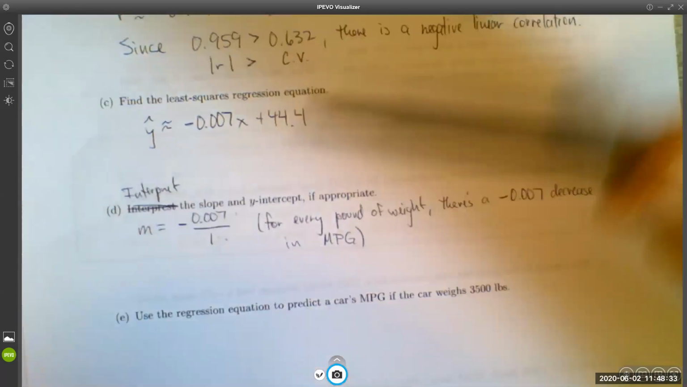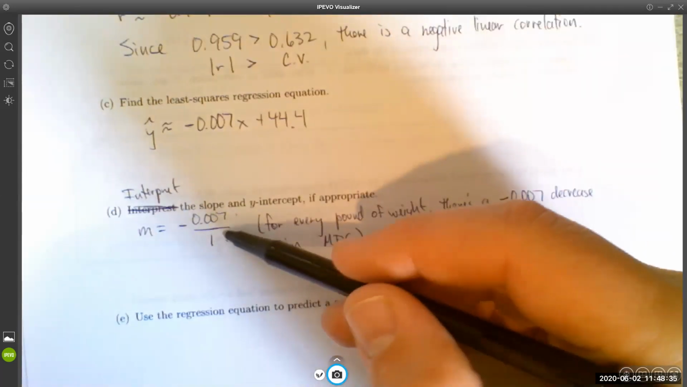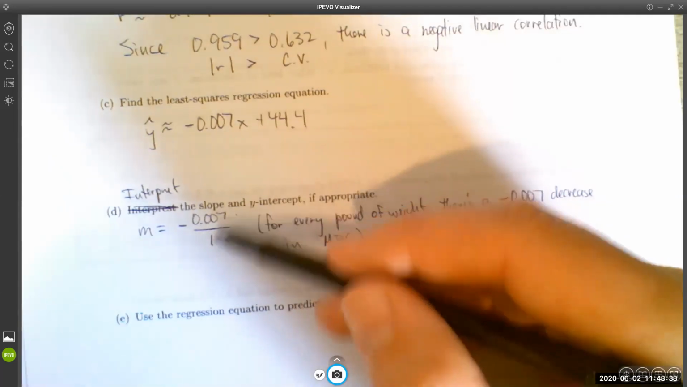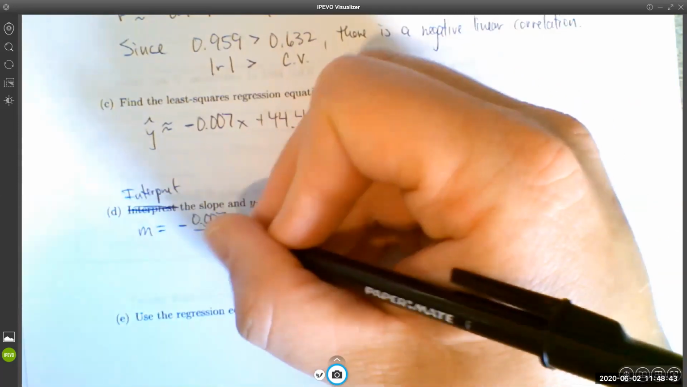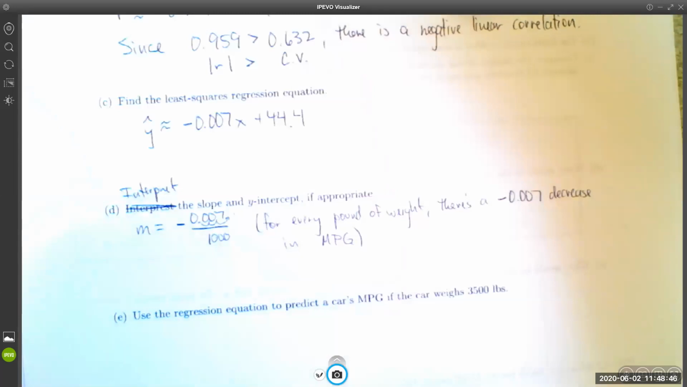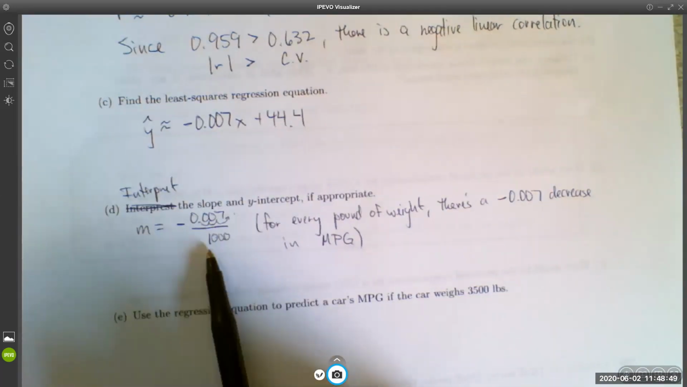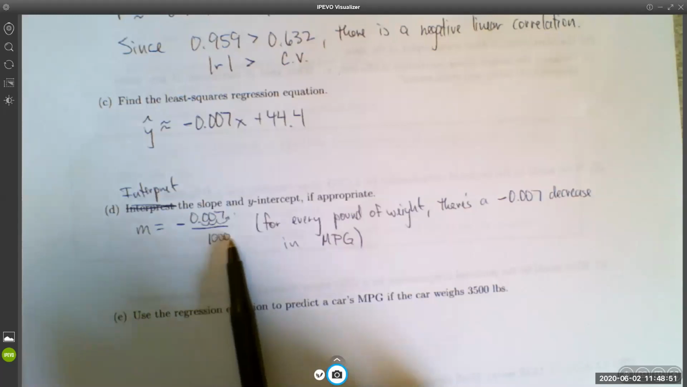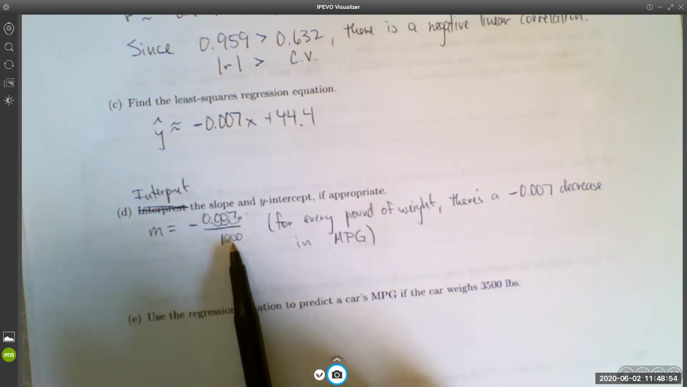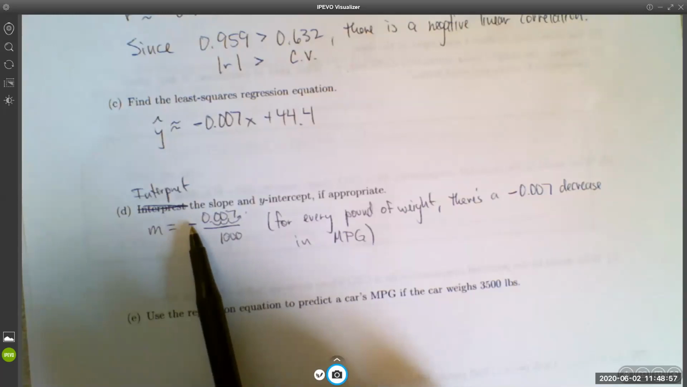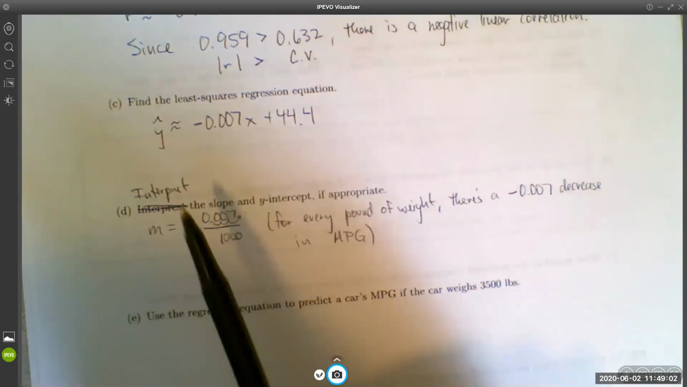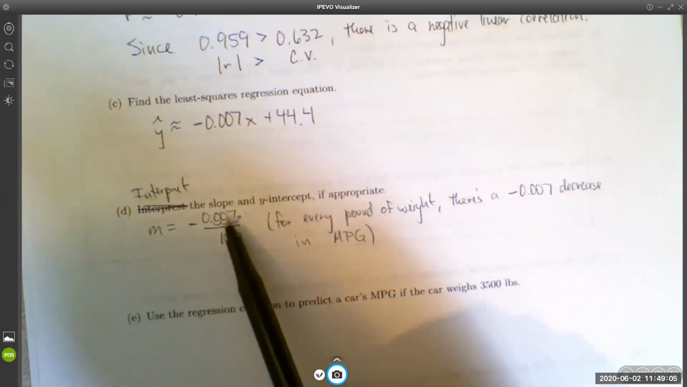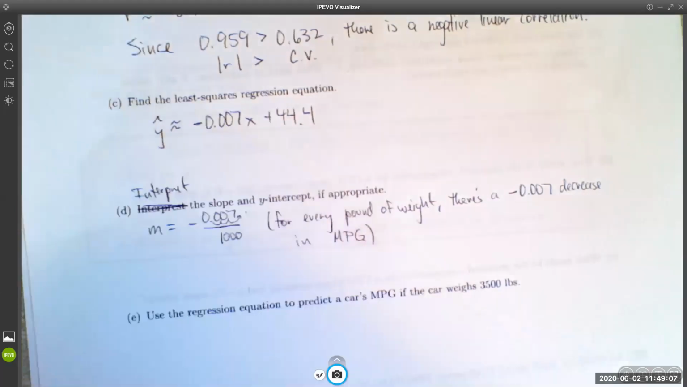That's kind of a weird thing to think about, but imagine if you had 1,000 down here. If we added 3 zeros, then you would move the decimal 1, 2, 3 times. And what that would mean is that for every 1,000 pounds of increase in weight, there's a decrease of 7 miles per gallon, right? So the car gets 7 miles per gallon fewer for every additional 1,000 pounds of weight that it has to carry. So that's the idea there.